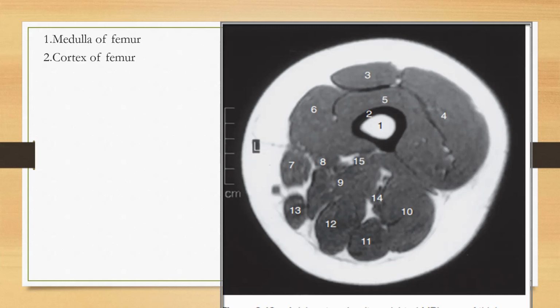The third, rectus femoris. Rectus femoris, anterior compartment.